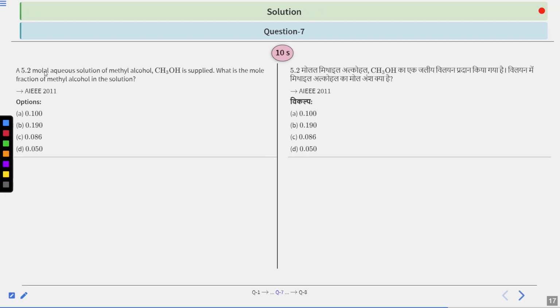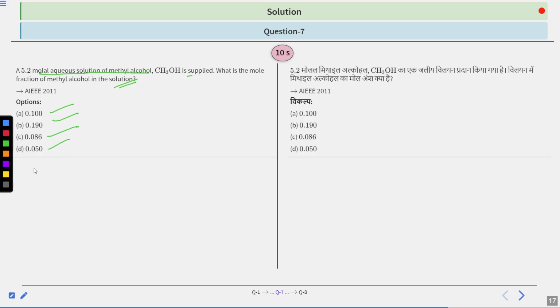A 5.2 molal aqueous solution of methyl alcohol is supplied. What is the mole fraction of the methyl alcohol in this solution? Your options are A 0.100, option B 0.190, C 0.086 and D 0.050.